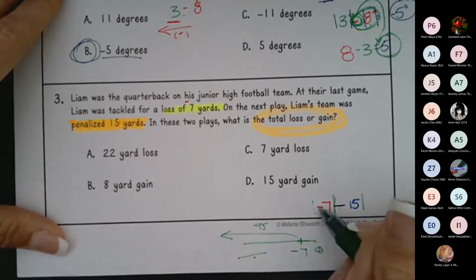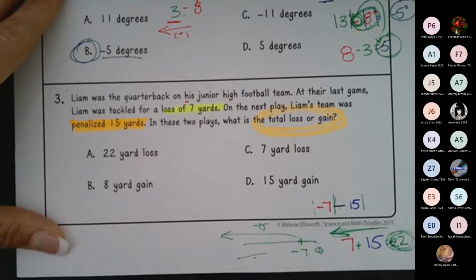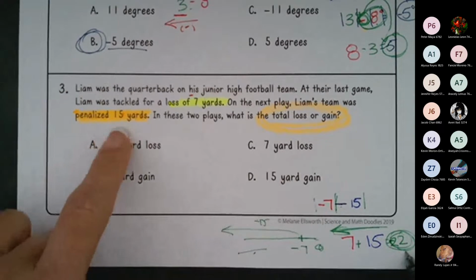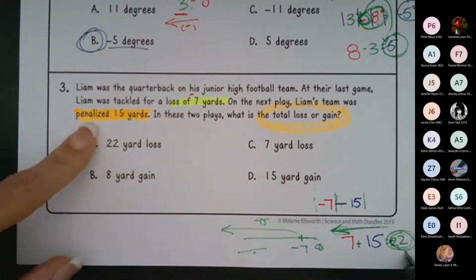Okay, but I need to put my signs back in because it's on the left side. Every number on the left side of 0 will be negative, right? I know I moved to the left. So that's going to tell me I should have a 22-yard loss. And that makes sense, right? Because he lost 7 yards and then he was penalized 15 more.